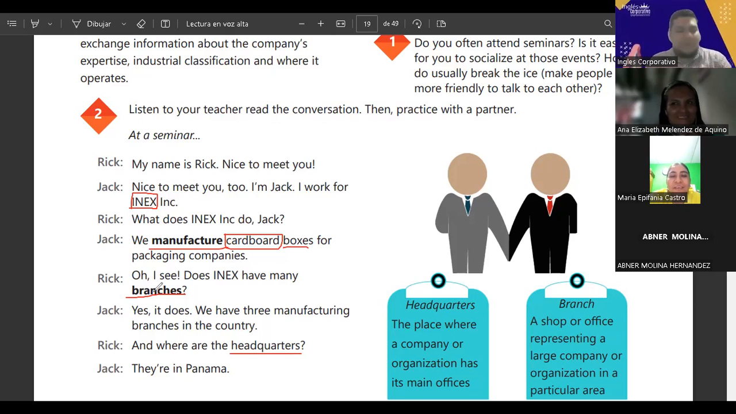Again. My name is Rick. Nice to meet you. Nice to meet you too. I am Jack. I work for INEX. What does INEX do, Jack? We manufacture cardboard box for packing companies. Oh, I see. Does INEX have many branches? Yes, I do. We have three manufacturing branches in the country. And where are the headquarters? They're in Panama.